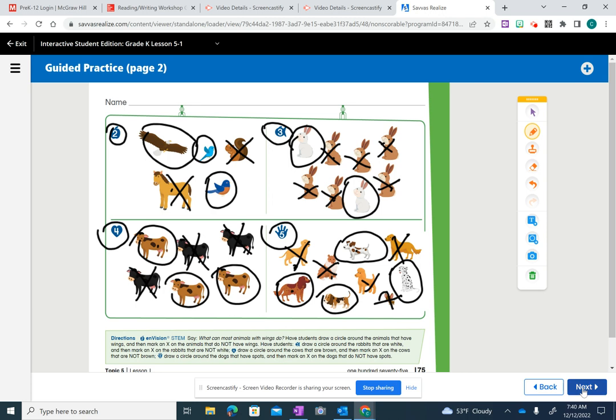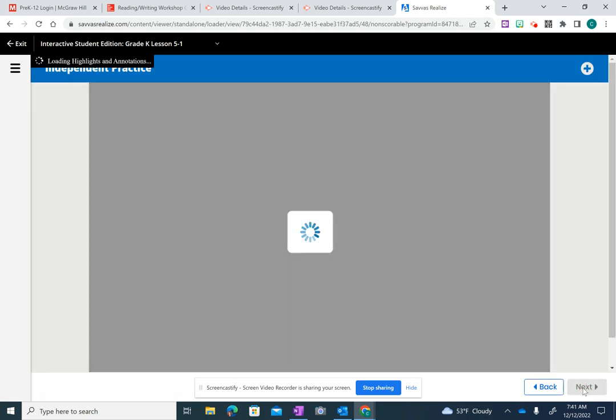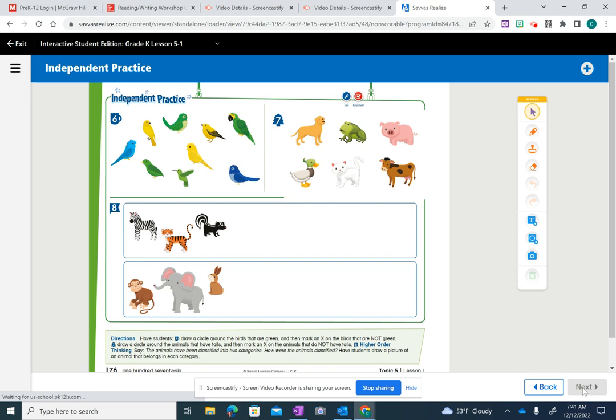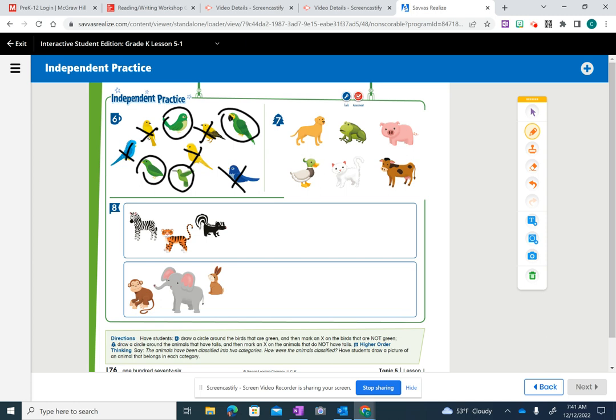Okay, let's go to the back. So let's take a look at number 6. Number 6 says to draw a circle around the birds that are green and put an X on the birds that are not green. So this is not green, green, not green, green, not green, green, green, not green, not green. So 4 of our birds were green, and 1, 2, 3, 4, 5 of our birds are not green. Let's take a look at number 7.